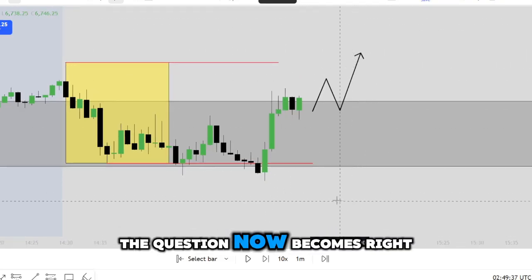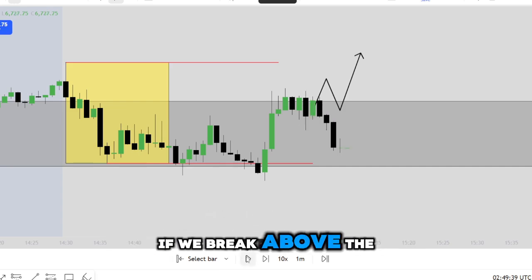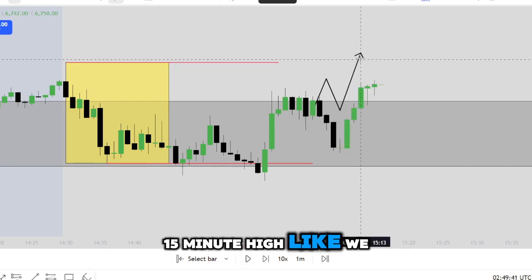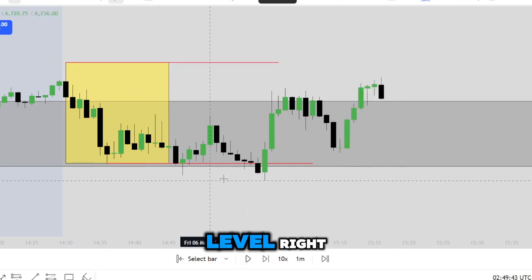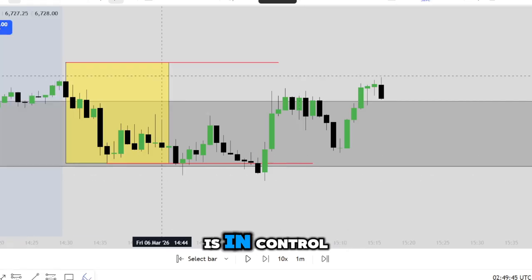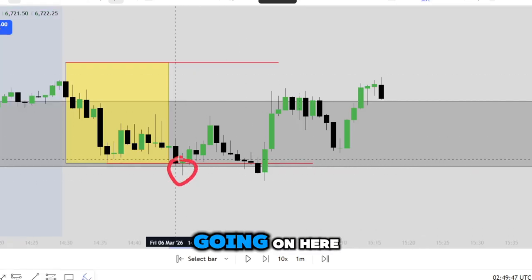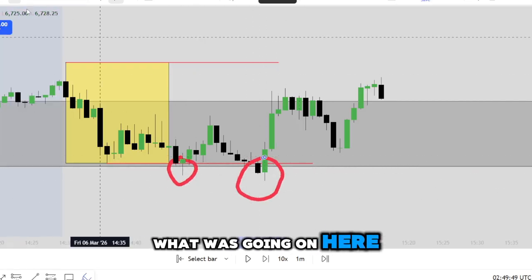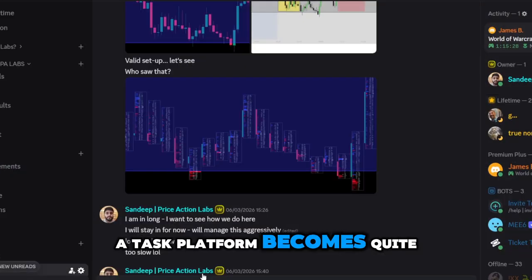The question now becomes, if we break above the 15-minute high, like we have over here, and we break above the level, we want to see who is in control. More specifically, what was going on here, what was going on here. This is where the ATAS platform becomes quite important. So let's break this one down.